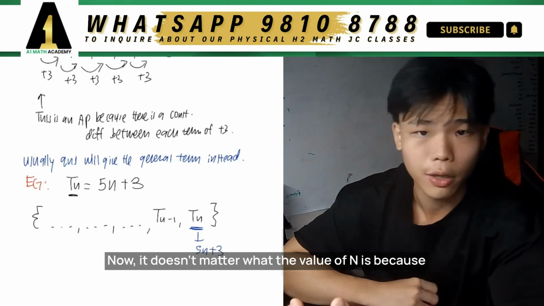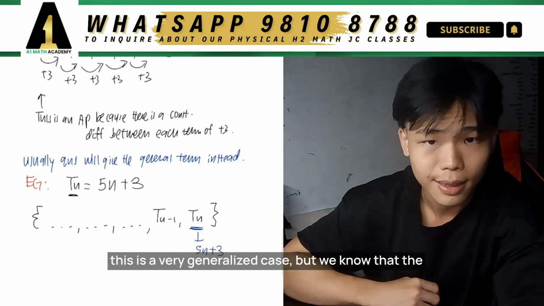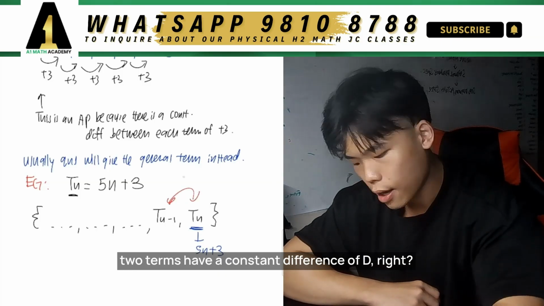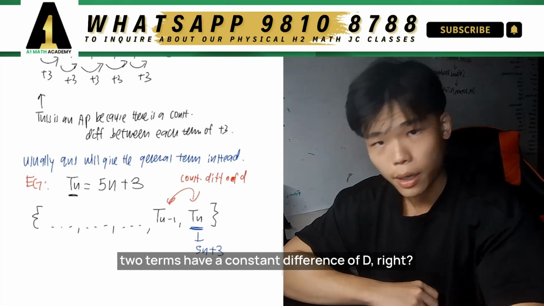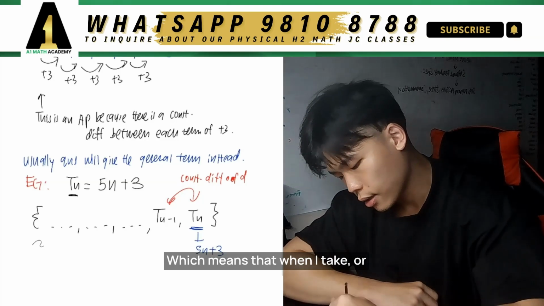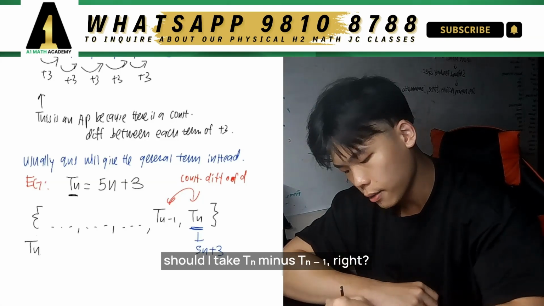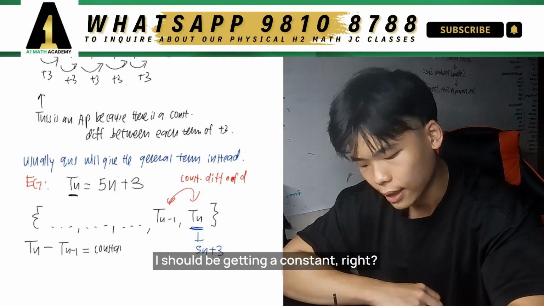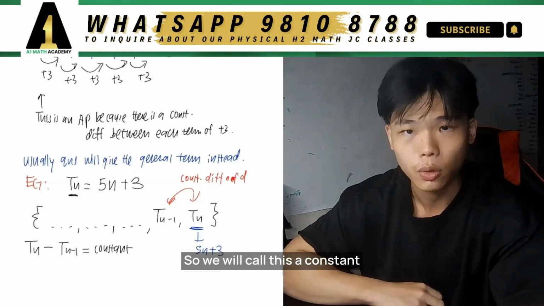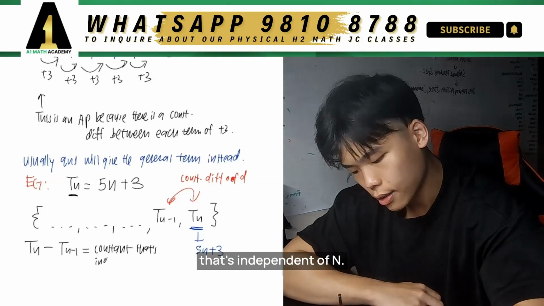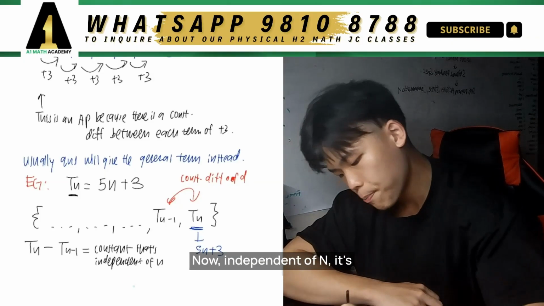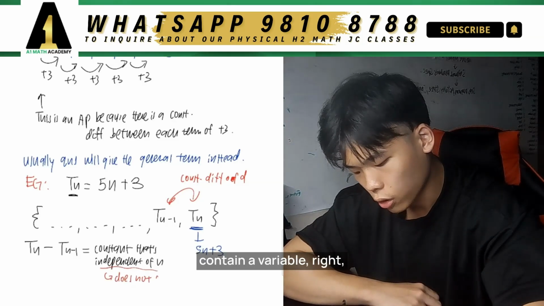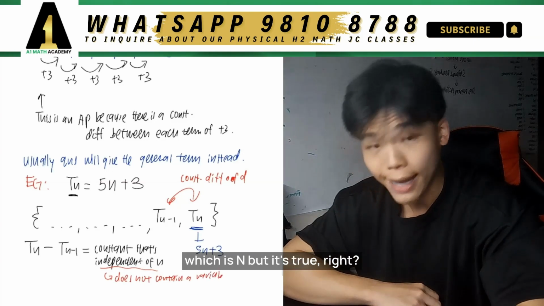Now, it doesn't matter what the value of n is because this is a very generalized case. But we know that the characteristic of an AP is that the difference between two terms is a constant d. Which means that when I take Tn minus Tn minus 1, if I subtract these two from each other, I should be getting a constant, a number. We call this a constant that's independent of n. Independent of n is just a fancy way of saying that it does not contain the variable n.